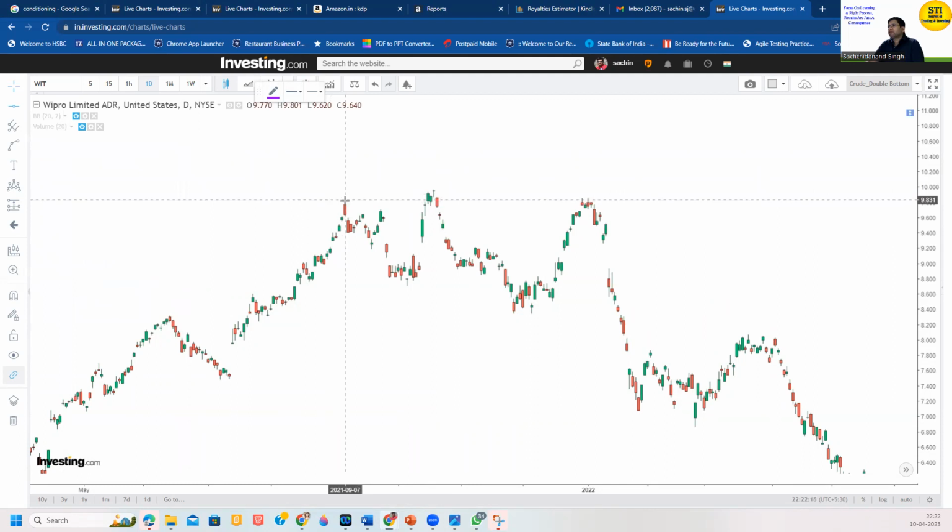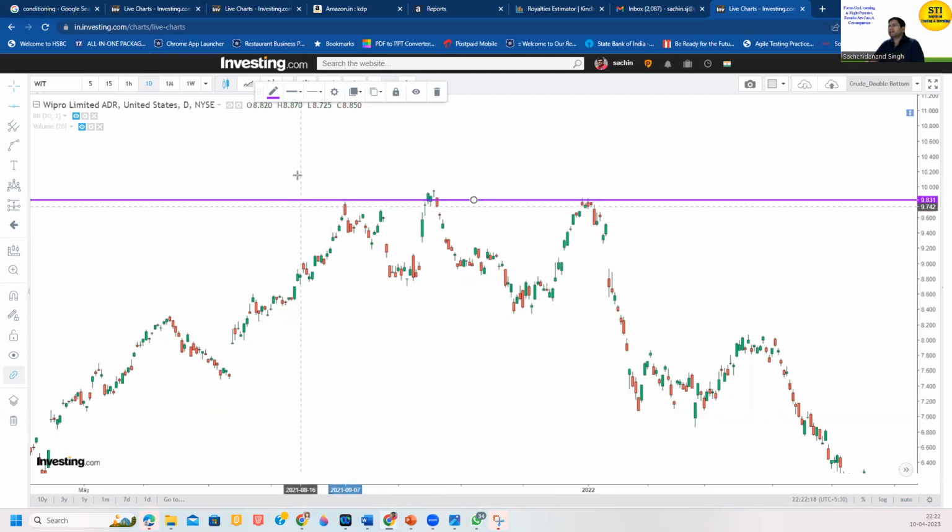So I'm just making one line so that it touches both the highs. So before that, it tried touching here, came down, again tried touching and breaking here, again came down, and again went a third time, and from there it could not sustain or take the price higher.